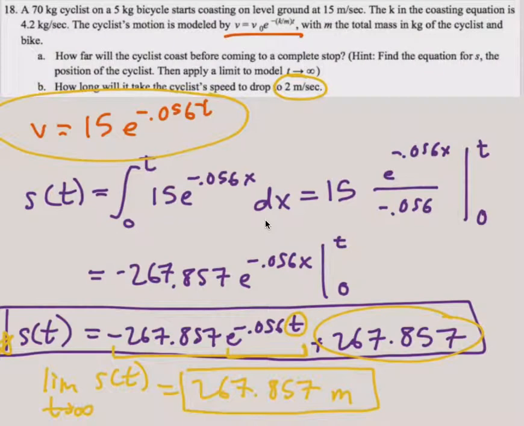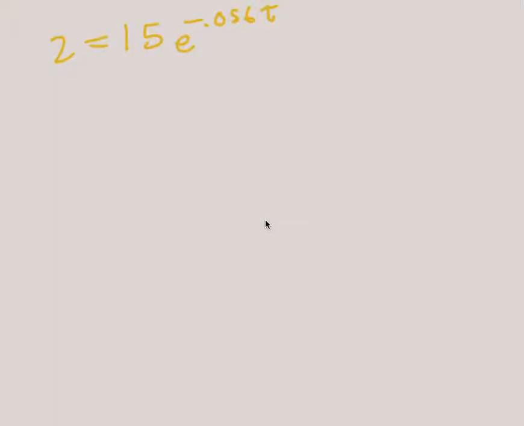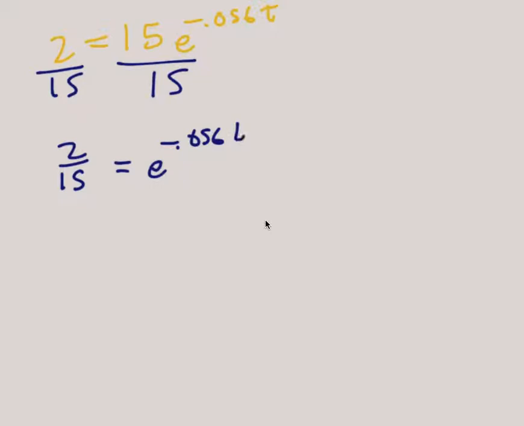Make sure I copy that right. So this is just solving the exponential here. First step would be dividing by 15. 2/15 is equal to e to the negative 0.056t. Natural log both sides, which essentially cancels out the exponential, so I get negative 0.056t. Divide both sides by negative 0.056, and then drop it in your calculator.